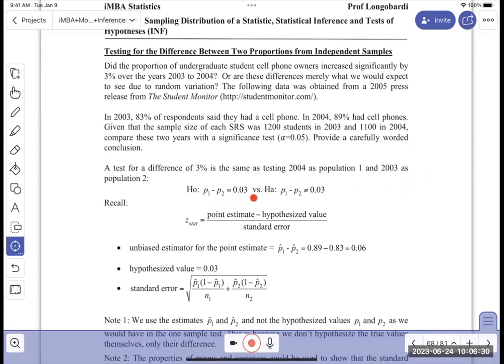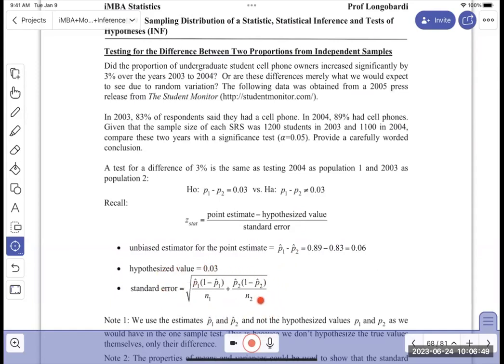Proportion 1, proportion 2. And then you have to use the same rule. And we're going to use Z, right? Because it's a proportion test. We use a Z test, using the standard normal table. We need a point estimate, a hypothesized value, and the standard error. The only thing that is maybe new is getting the standard error.